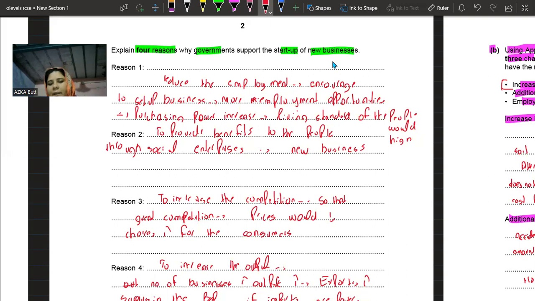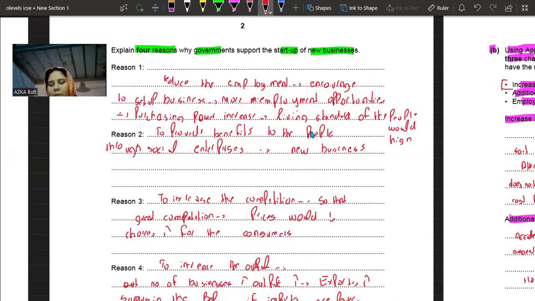So these are basically the main aims of the government. And also reducing the interest rates, keeping the monetary policies stable, keeping the taxes stable. So all these things are basically the government's aim. So if the government is giving support to startup businesses, what does it mean? That the government wants to achieve its aim through the new businesses.